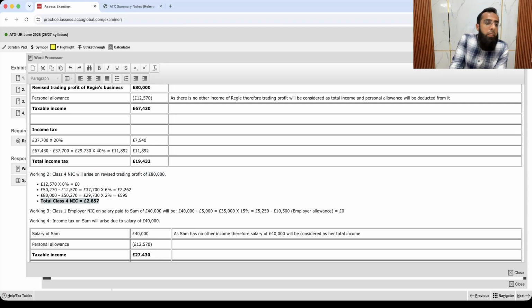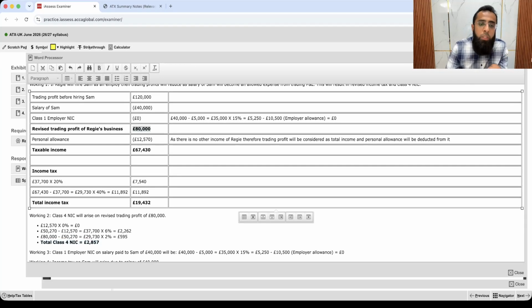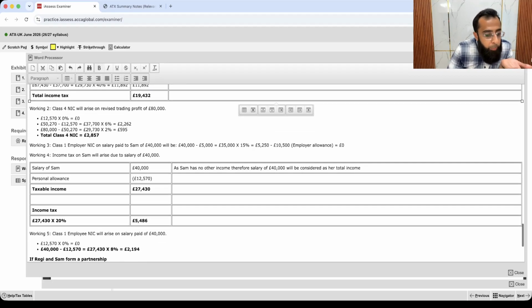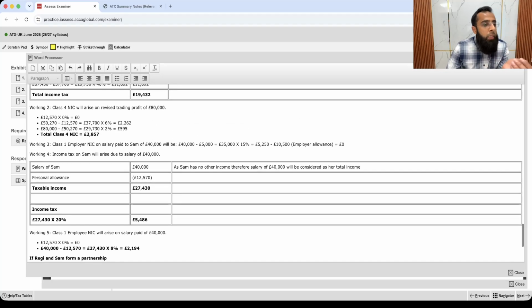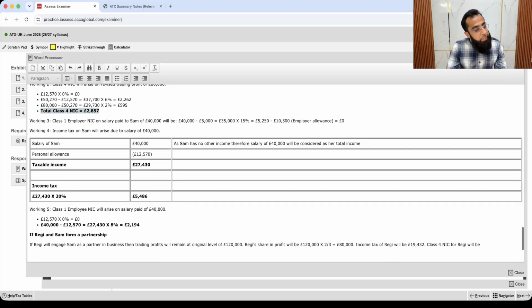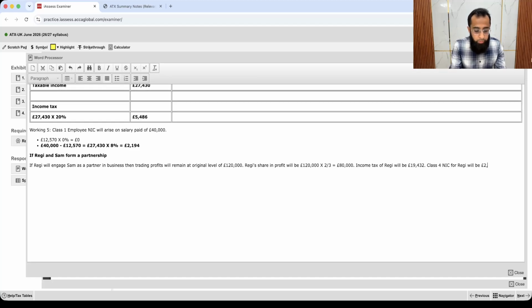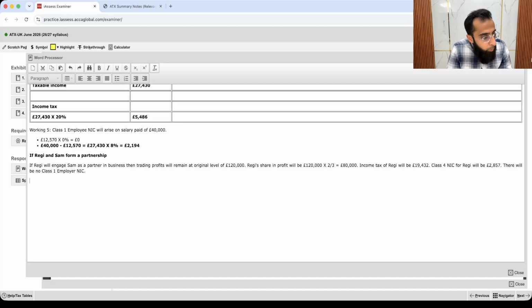See, when we talk about partnership, each partner is given his share of profit, and then he has to pay his own income tax and class 4 NIC. So Regi's income tax will still be on the profit of 80,000, because earlier 120,000 was the profit, 40,000 was the salary paid, so the trading profit was 80,000. And in the case of partnership also, Regi's share is still 80,000. So income tax is 19,432 and class 4 NIC is 2857. There will be no class 1 employer NIC because there is no employee hired.